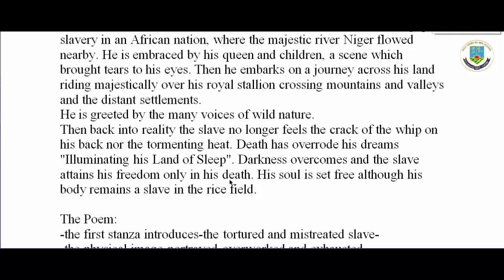This is an irony. Okay, a very sad ending, as well as a happy ending for the poem as well as for the slave. Only in his death could he attain his freedom. His soul is set free, although his body remains a slave in the rice field.